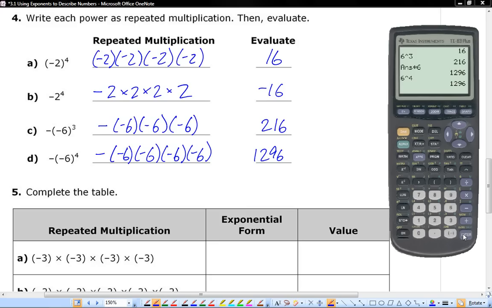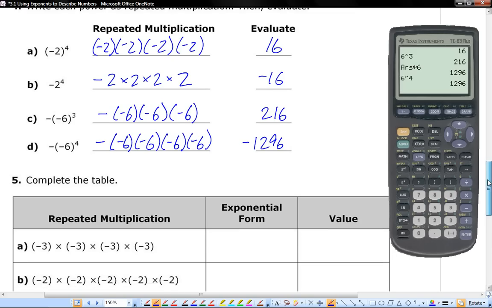Here we have 5 negatives in a row multiplied, so that makes it negative overall. And again, an odd number of negative factors makes it negative. An even number of negative factors makes it positive.